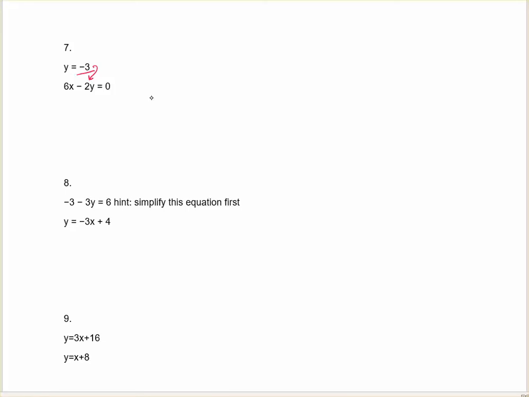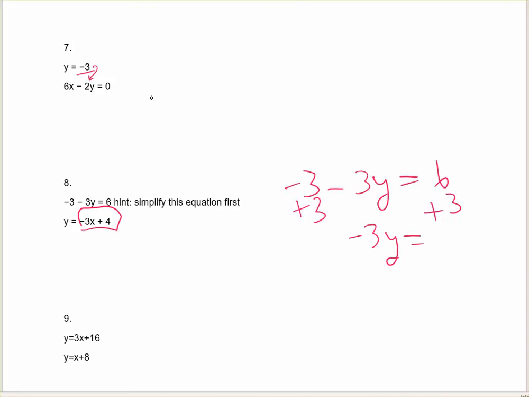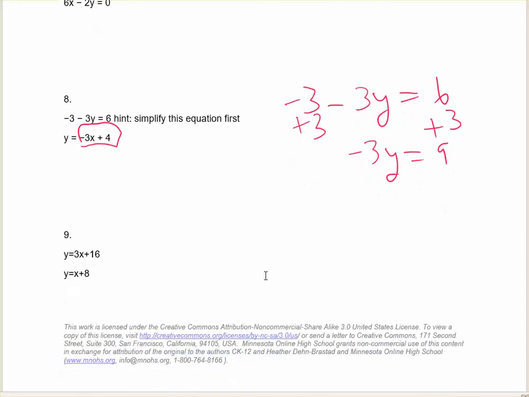Oh, number 8. In this one, we could use it the way it is because the second equation is y equals -3x plus 4. The hint is that we could simplify the top equation. -3 minus 3y equals 6. And if we simplify this, we could actually solve this and find out what y is equal to. So you can do that if you want, and that'll give you one of the values right away.